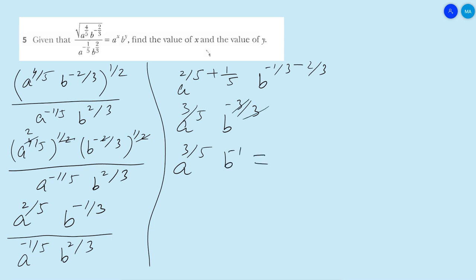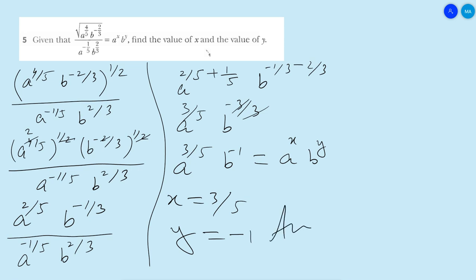And the right hand side is given a x b y. Apply the same rule. If the bases are same, then powers are equal. This implies that x is equal to 3 upon 5 and y is equal to minus 1. This is our final answer of question number 5: x is 3 upon 5 and y is minus 1. Come to question number 6.